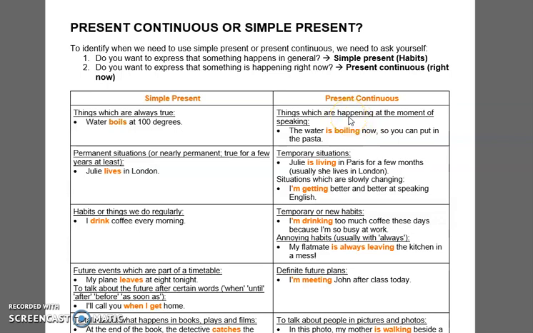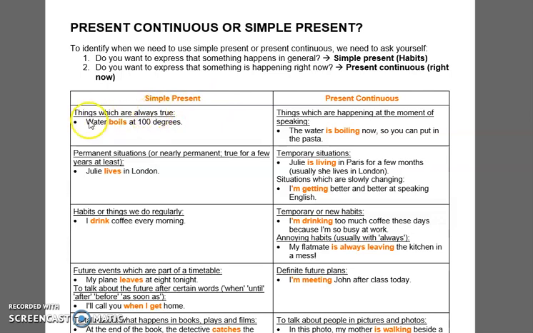Acuérdense que en la lección de la semana pasada vimos cómo construir las oraciones en presente continuo, es decir, al verbo le tenemos que agregar la terminación ing, además tenemos que agregarle el auxiliar en presente del verbo to be, que es is, are o am, y tenemos que agregar el verbo de la acción principal con la terminación ing. Aquí está el caso. Vamos a ver estos dos ejemplos para que vean a qué me estoy refiriendo.